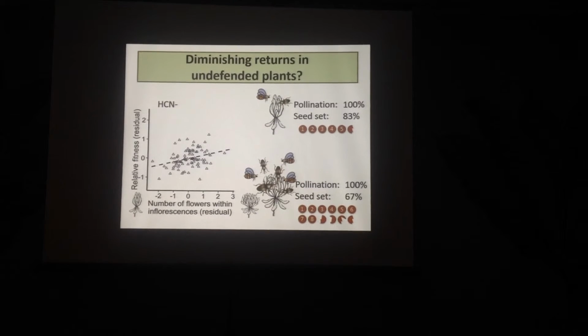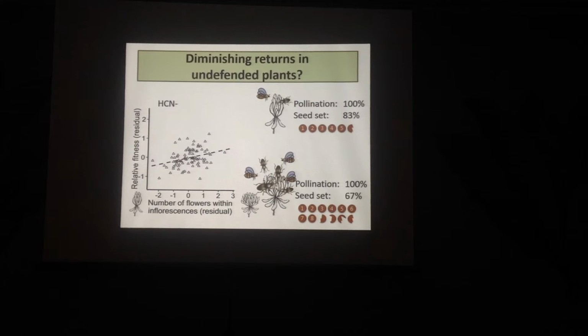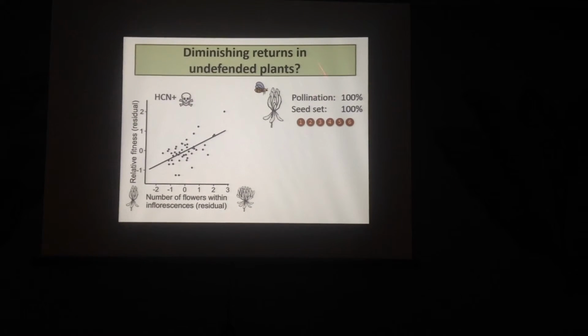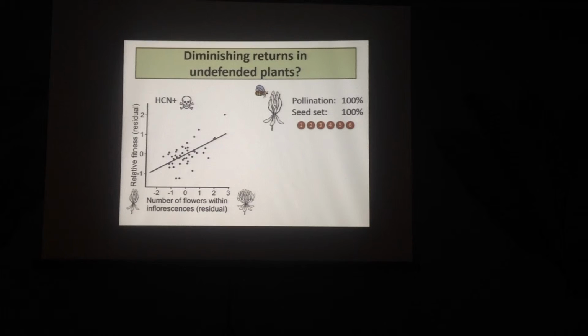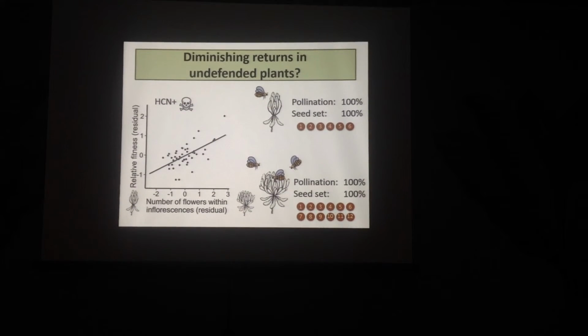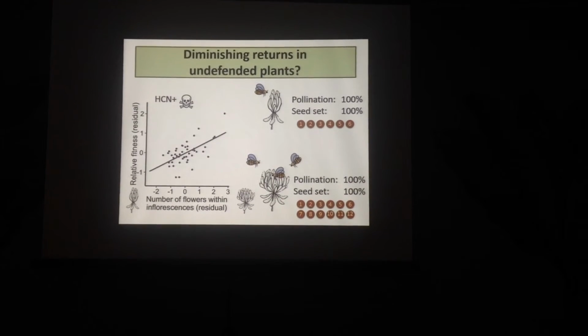So to sum that up, there's a benefit to having more flowers, but maybe an increasing cost of attractiveness to herbivores. And then you might not see this cost in defended plants. So if you have a plant with an inflorescence with few flowers, you'll have few seeds. If you have an inflorescence with more flowers, you'll have more seeds. So there's the benefit of having more flowers without the cost of increased attractiveness and loss of seeds to herbivores.